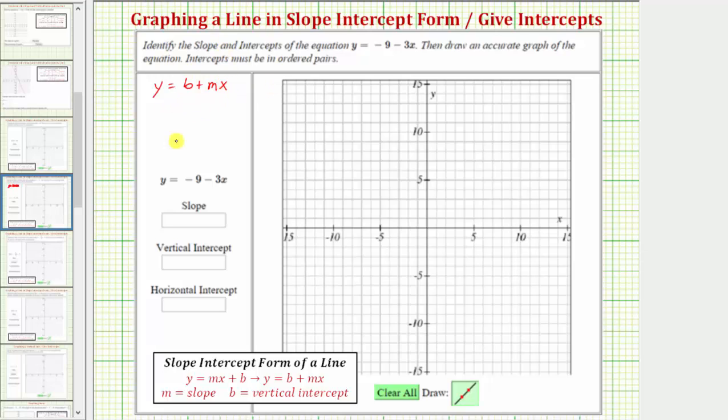So comparing this form to the given equation, notice how this tells us that b equals -9, which means the vertical intercept would be the ordered pair (0, -9), and m, the slope, is equal to -3. So let's go ahead and enter the slope is -3. And now we do want to give the intercepts as ordered pairs. So we know the vertical intercept is the ordered pair (0, -9). Let's go ahead and plot this point on the vertical or y-axis, which would be this point here.